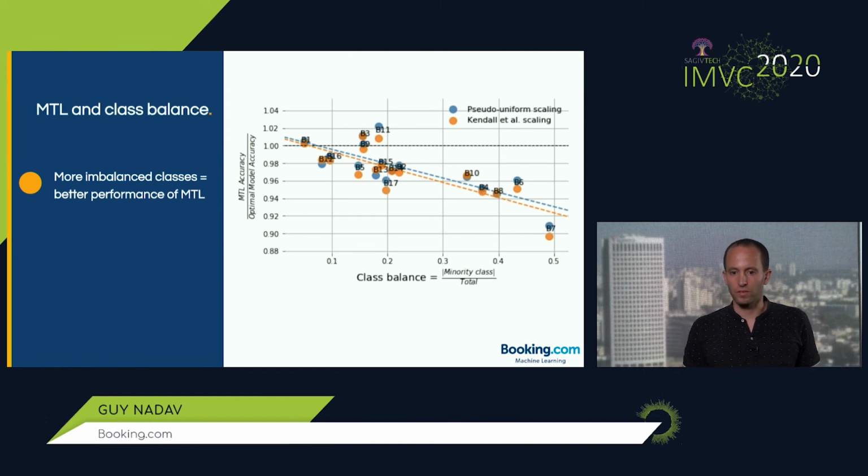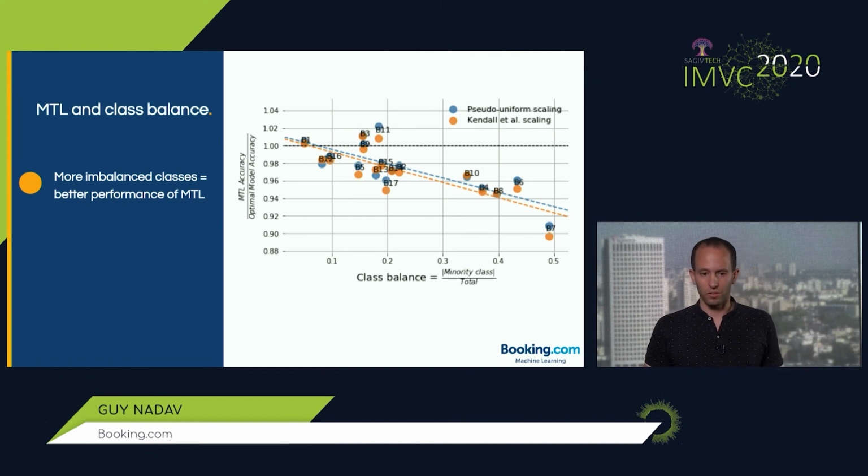Observing the figure, we can see a strong statistical correlation, meaning the more imbalance we have, the more we benefit from using the multitask learning setup. This is intuitive, as the more imbalance we have, the less signal we have on that task, meaning we can learn more from other tasks.